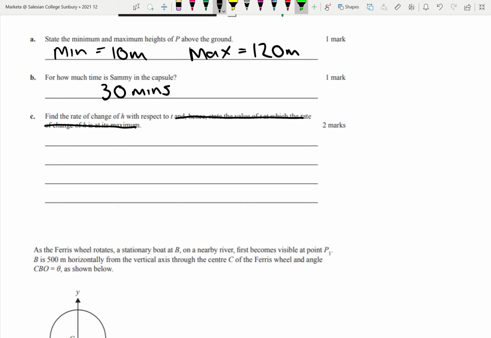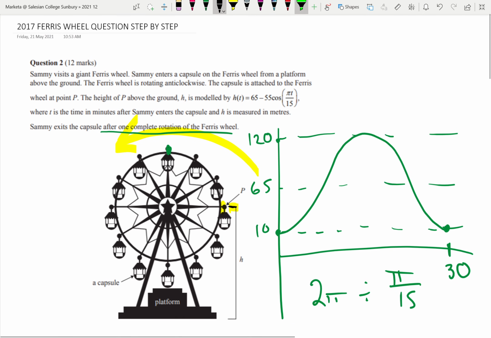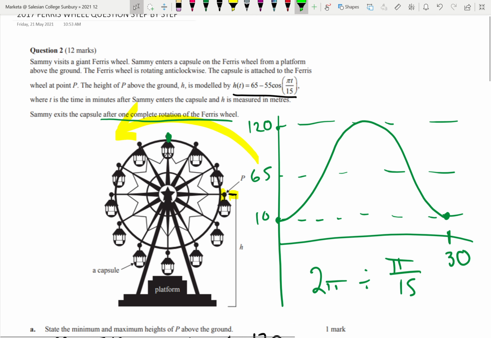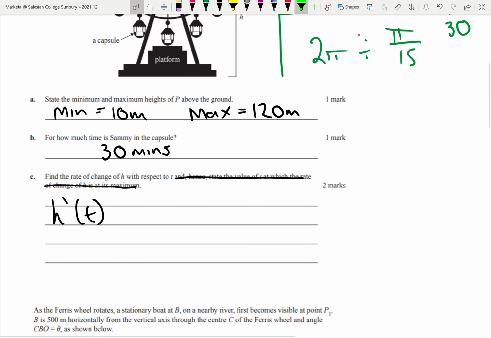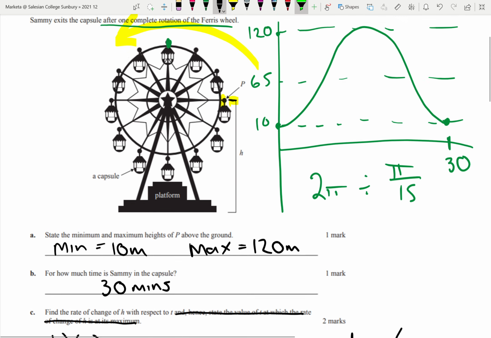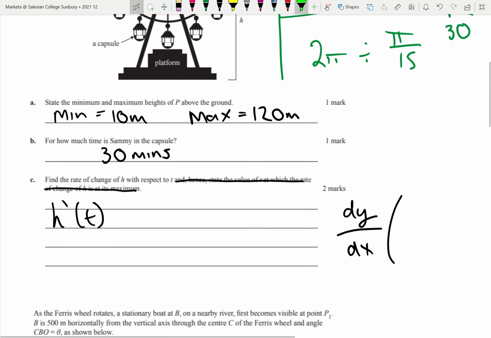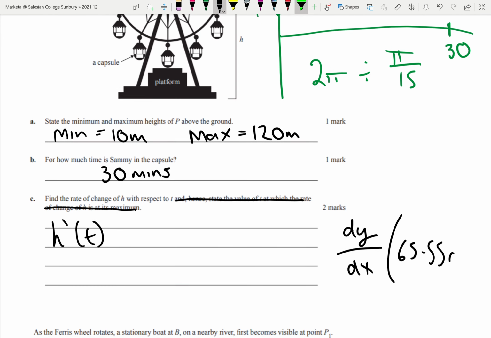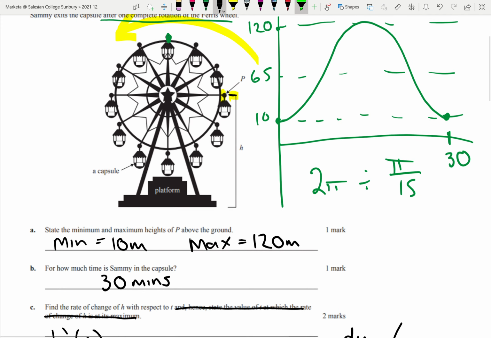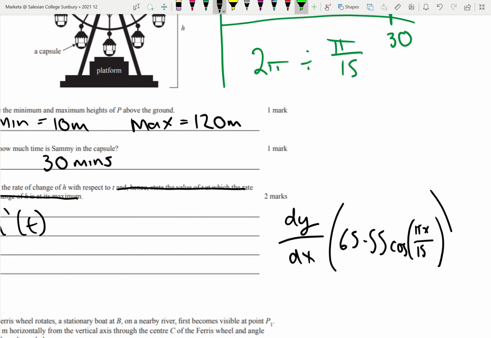So for the rate of change of h, we're just going to find h dash of t, and we'll just use CAS. So I'm going to be doing dy dx of 65 minus 55 cos pi x on 15. Is that it? Yep. So make sure you put it in right, because otherwise, of course, a lot of your answers will end up wrong. So let's do that.